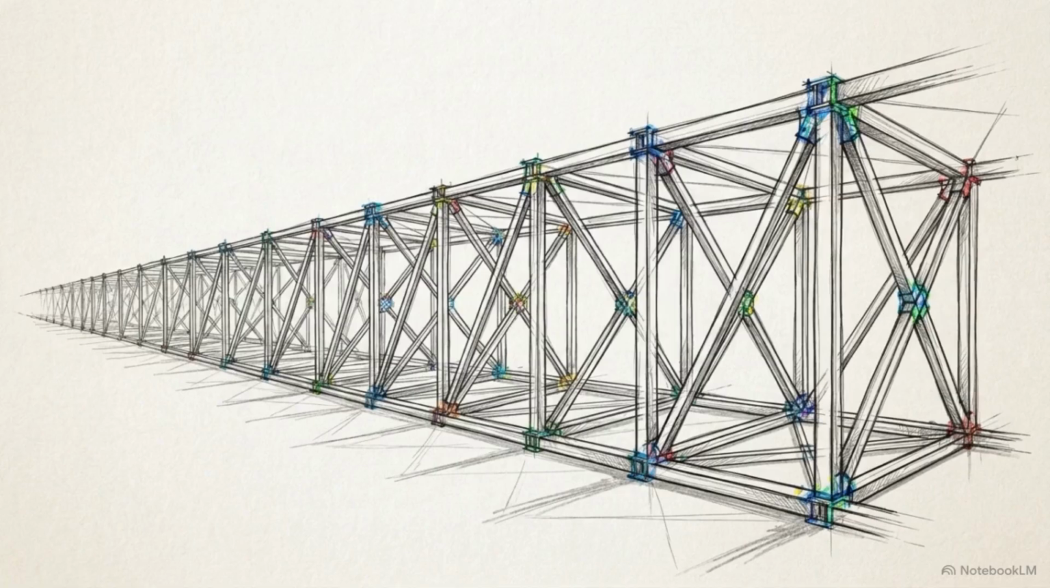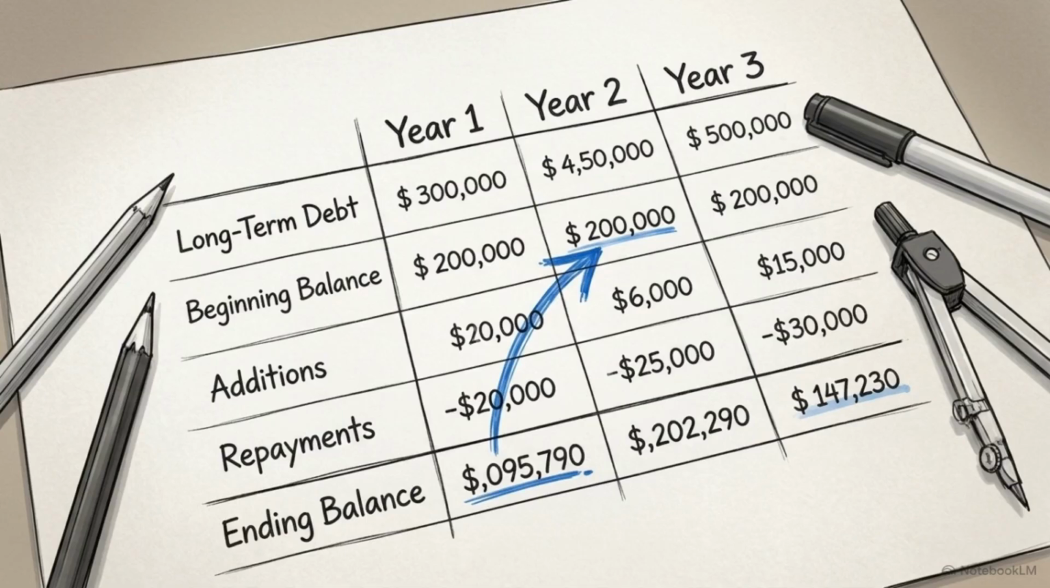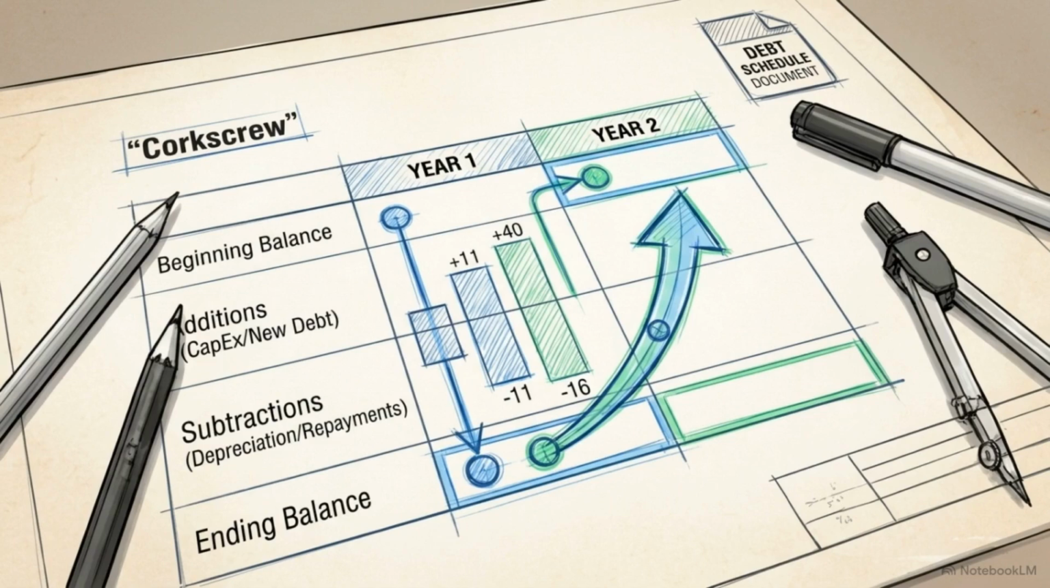These modular schedules rely on standardized architectural patterns to track financial changes over time. The most common is the Corkscrew schedule, used for tracking rolling balances such as long-term debt and retained earnings. The pattern follows a consistent mathematical flow. Start with a beginning balance, add capital expenditure, subtract depreciation, and sum to reach an ending balance. That ending balance then flows directly into the beginning balance of the next period, repeating the cycle.